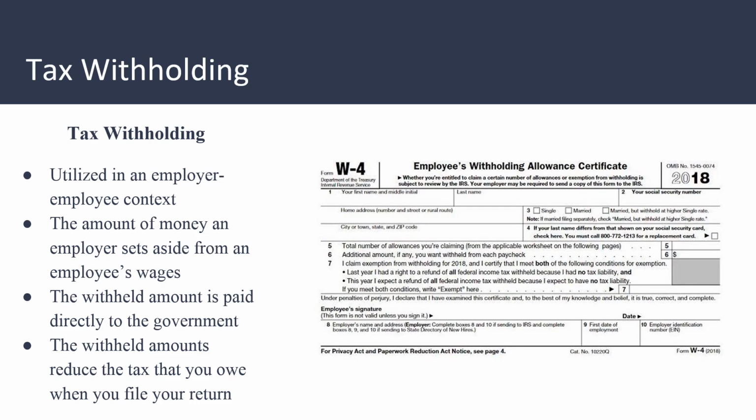Tax withholdings are utilized in an employer-employee context. Withholding is the amount of money that an employer sets aside from an employee's wages. The employer sends the money directly to the government to reduce the amount of taxes that you owe.